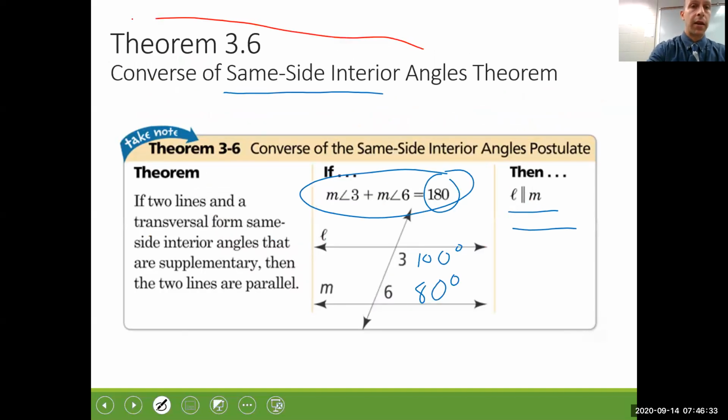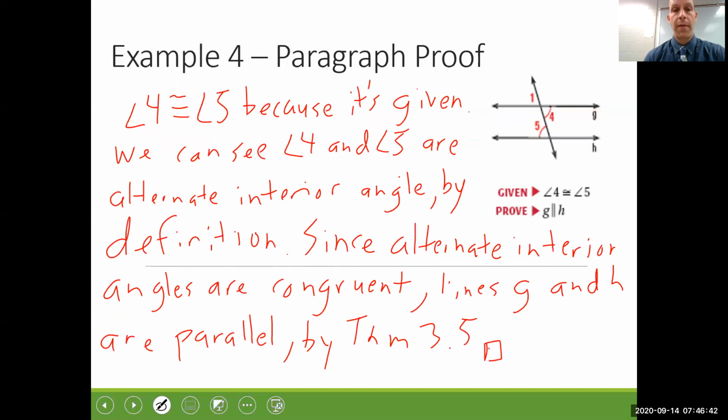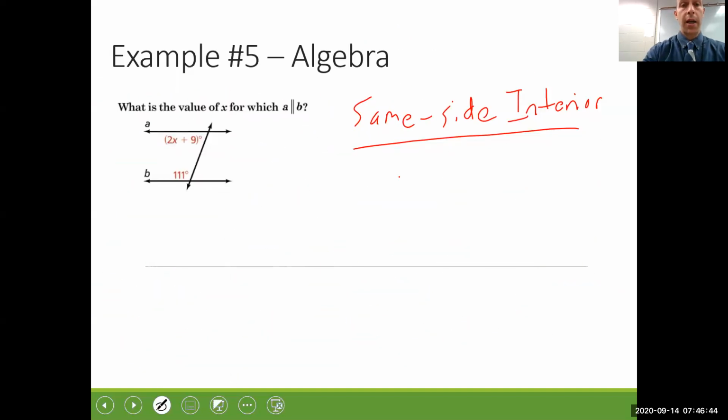I'm looking at theorem 3.6, which says that if the same side interior angles are supplementary, then the lines are parallel. So that means I need 2x plus 9 plus 111 to equal 180. This is what I need to do to guarantee it, and by the way, I'm using the converse of the same side interior angles theorem there. So let's go ahead and work this out.